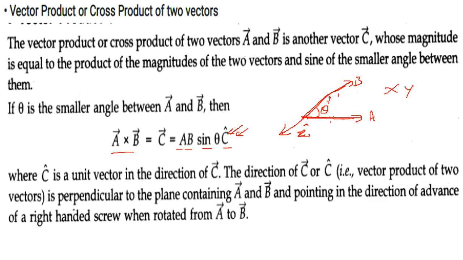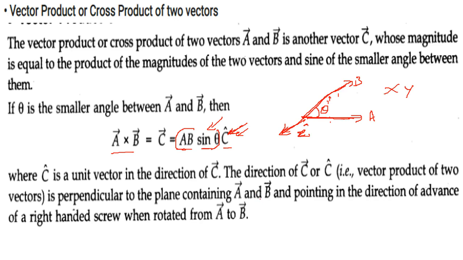If A and B are in some plane, this C, or the resultant direction of the product A cross B, is perpendicular to A and B, and the magnitude is simply given by AB sine theta. AB sine theta represents the magnitude and the C cap represents the direction.